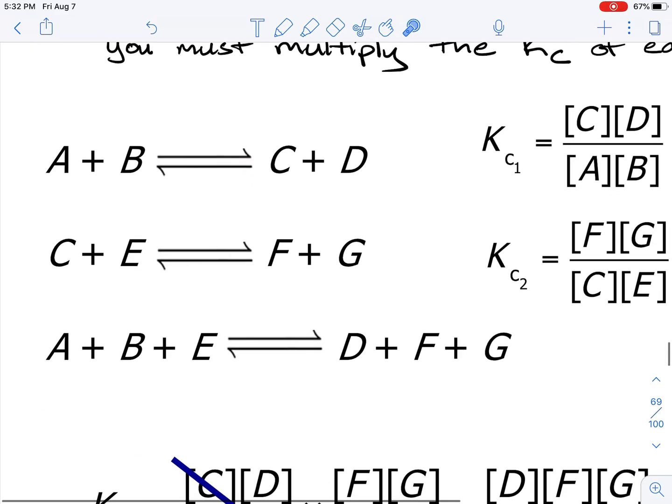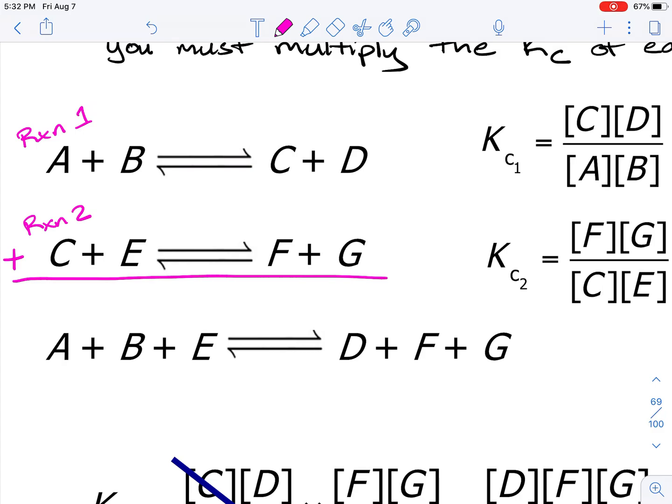So what do I mean by this? Let's just say that this is reaction 1, this is reaction 2, and let's just say that we're going to add reaction 1 and reaction 2. When we add the reactions, whether it's 2 reactions, 3 reactions, 4 reactions, whatever, any substances that are on the right hand side and the left hand side of the arrow in different chemical reactions are going to cancel.